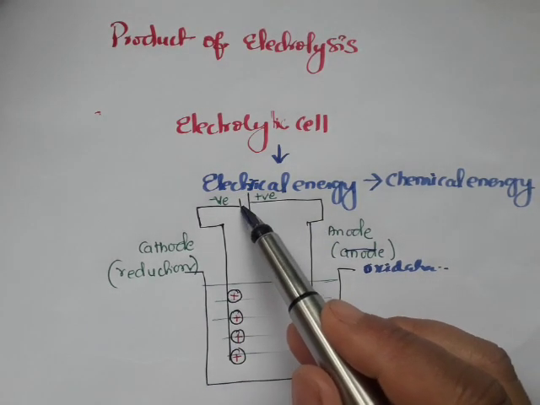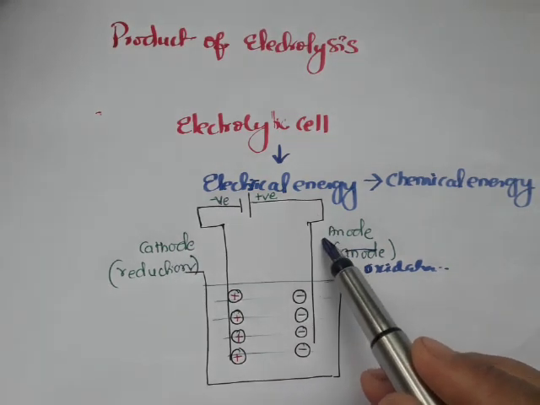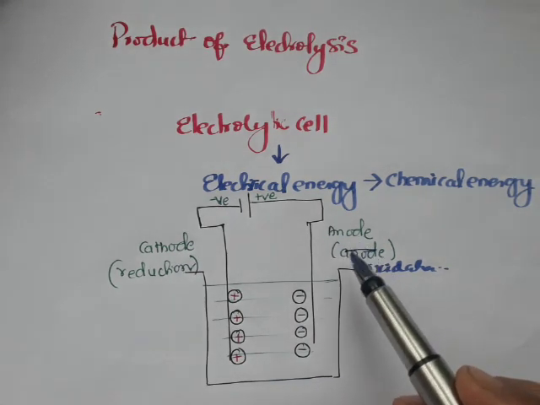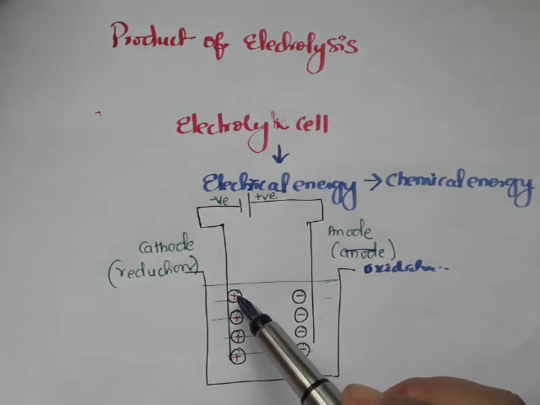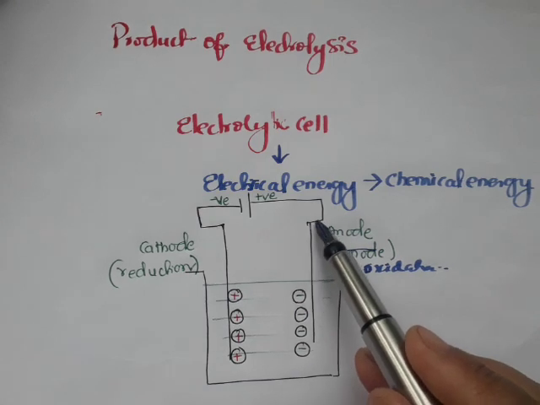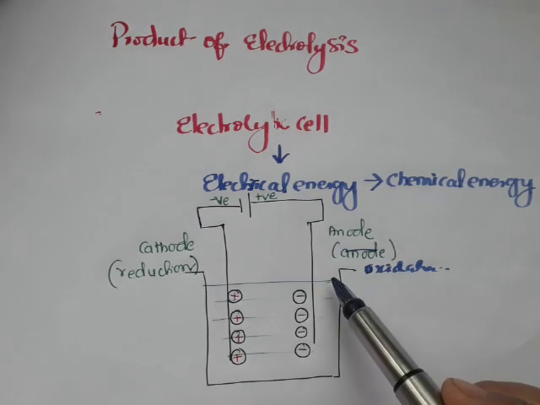Now the electrode which is connected to the negative terminal is the cathode, and the one connected to the positive terminal is the anode. The positive ions will migrate to the negative electrode, and the negative ions will migrate to the anode, and discharge will take place: reduction and oxidation.